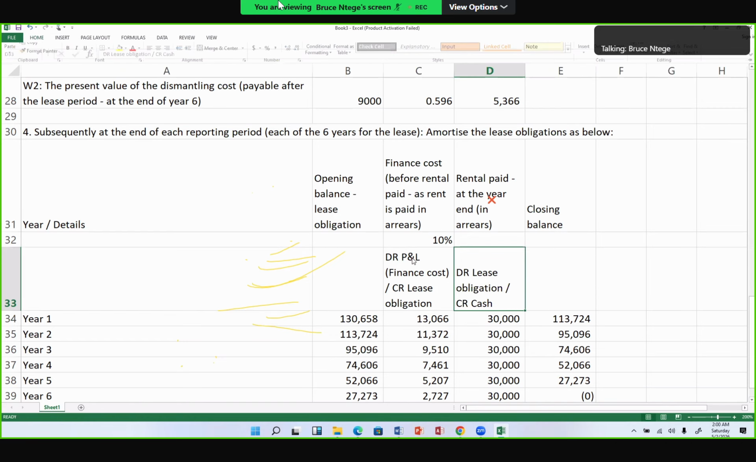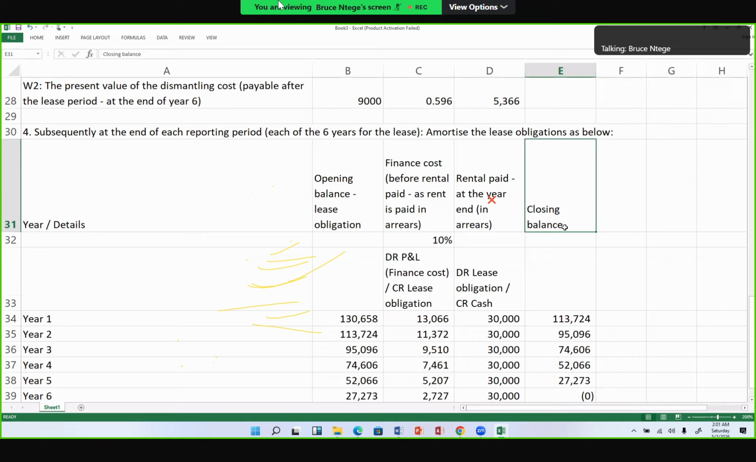So these double entries are what you're doing every year. For the finance cost, you're debiting the P&L finance cost and crediting the lease obligation. So every year for the rent, you're debiting the lease obligation and crediting that cash you're paying at 30,000. Okay. Now that closing balance, we want to present it under liabilities. So this closing balance is going to be presented in the liabilities. The question is where in the liabilities? Non-current and current liabilities. Okay.